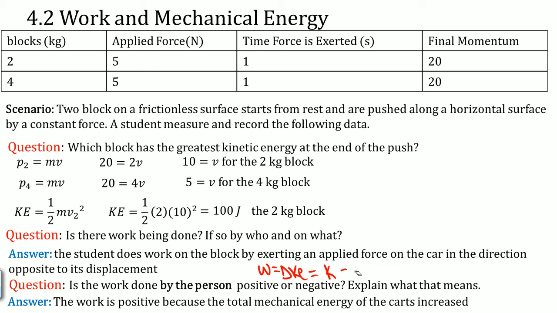Kinetic energy initial was 0, and the final kinetic energy we got was 100 joules. So the work is 100 joules. That is a positive value because energy had to be coming in. That student gave the block or the cart 100 joules of energy to move it. There you go.